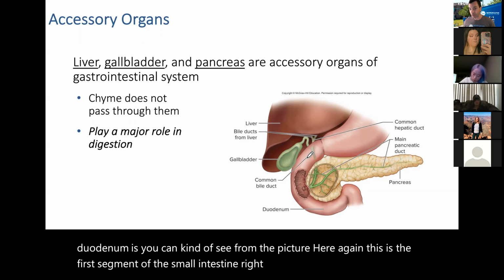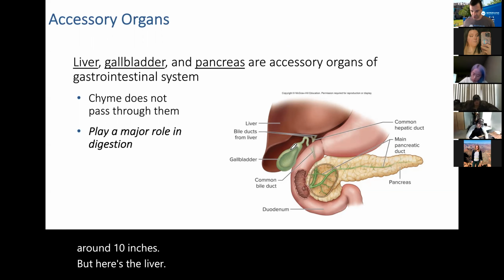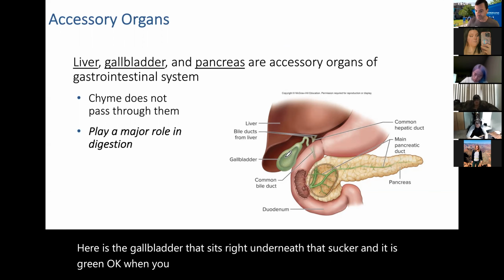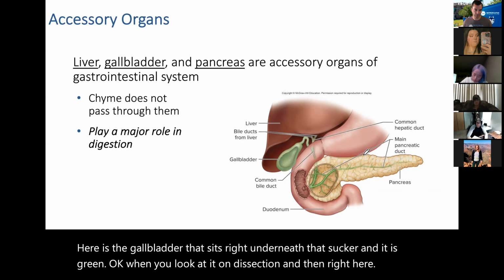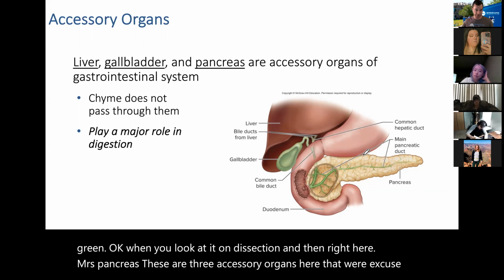Okay, the duodenum, only roughly around 10 inches. But here's the liver. Here is the gallbladder that sits right underneath that sucker. And it is green, okay, when you look at it on dissection. And then right here, Mrs. Pancreas. These are our three accessory organs here that we're really going to be talking about with the GI system.